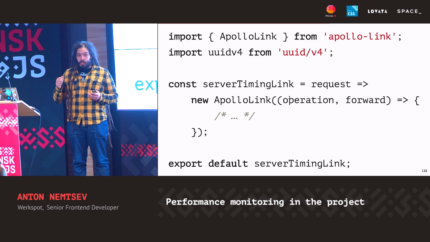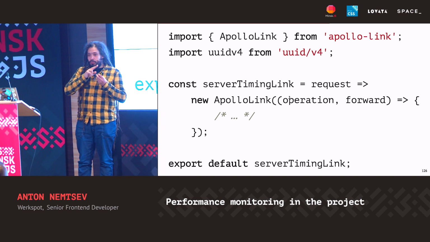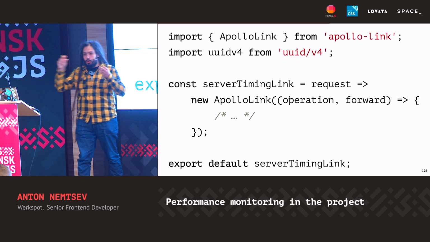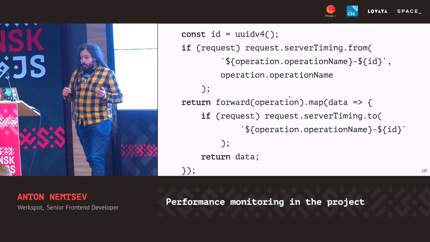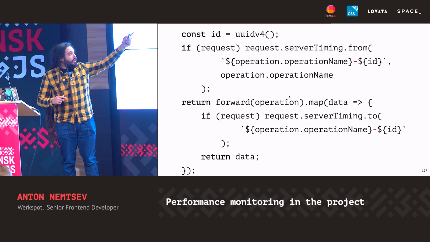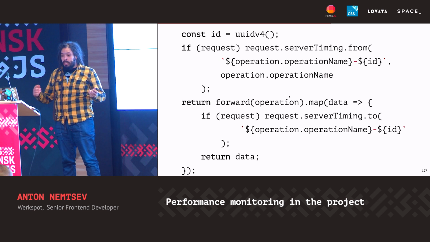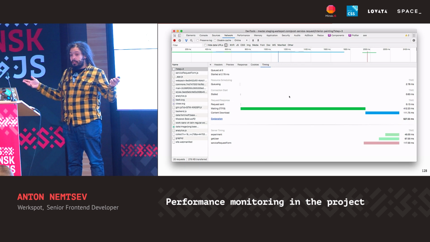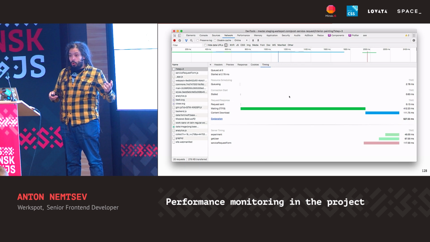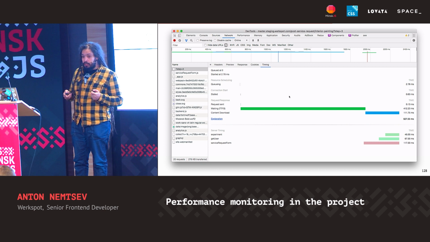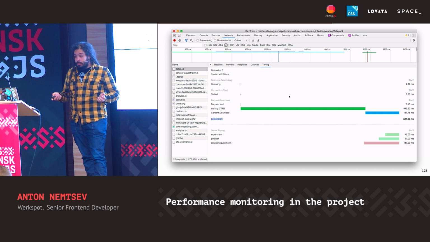Apollo link is a function that runs on both ways of a request, from client to server and from server to client. So, first we measure start timing, and in forward we measure end timing. And yay, we have information about all GraphQL requests that were made on the server side. It's kind of nice and allows us to debug.